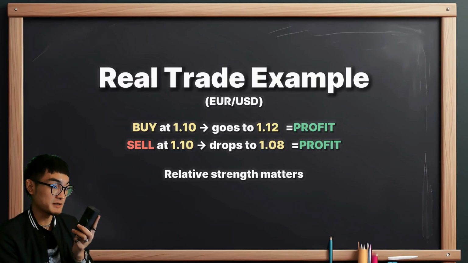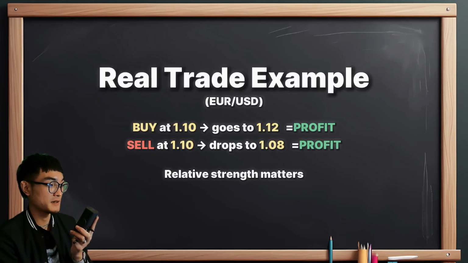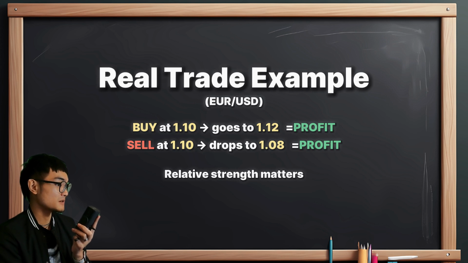Let's make it even clearer with a simple example. Imagine Euro USD is trading at 1.10. You believe Europe's economy is improving. Maybe interest rates are rising there, or growth is picking up, so you buy. If the price moves to 1.12, that means that the euro has strengthened against the dollar, and you profit from that move.